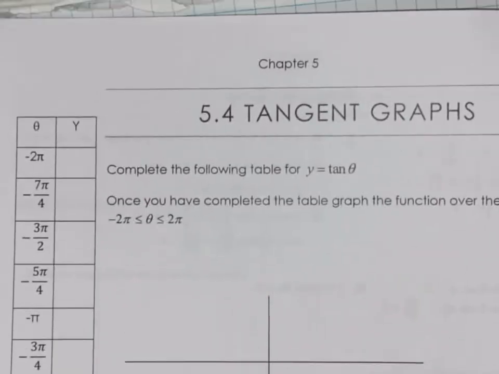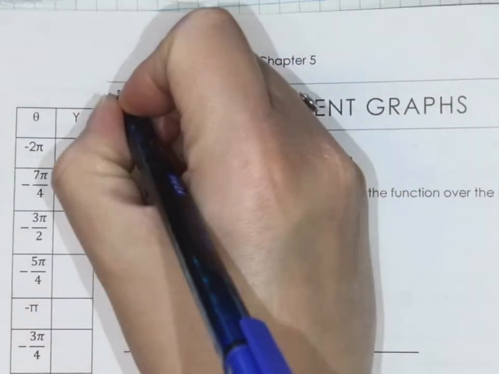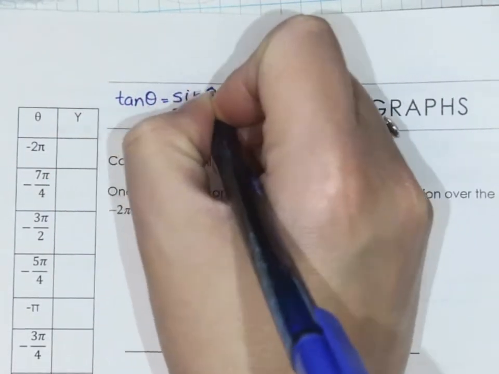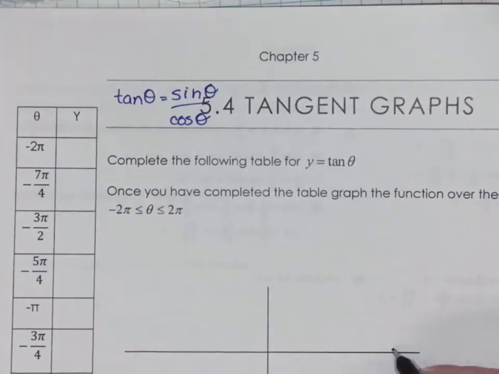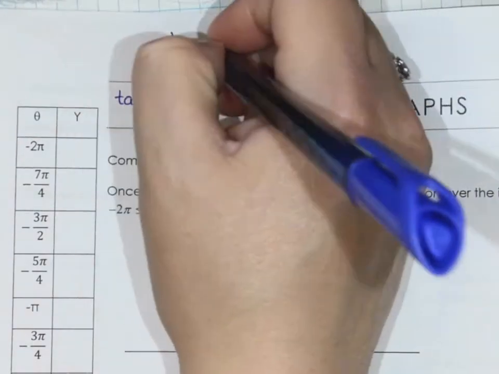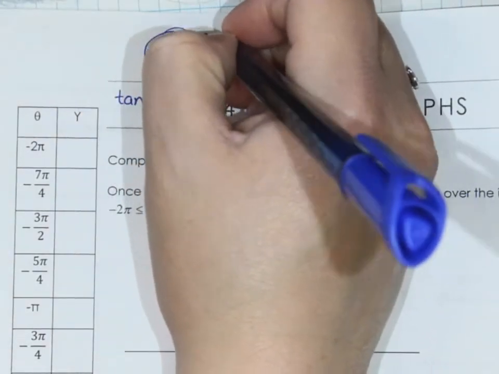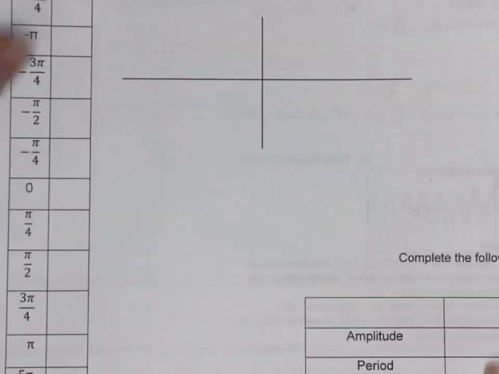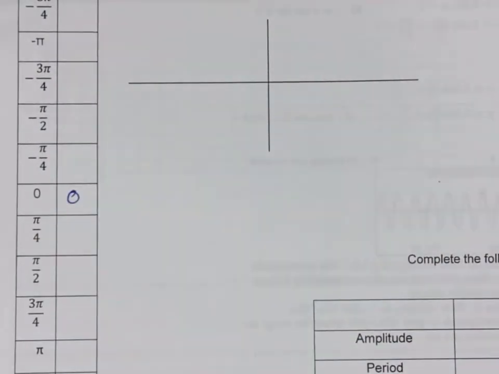Okay, so I just have to think about it for a second. So tan theta is sine theta divided by cos theta. So here, if I'm looking at the unit circle, that is 1, 0. Okay, you're right. Yes, you're right. It is 0.